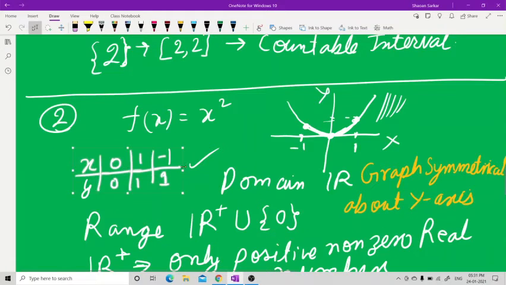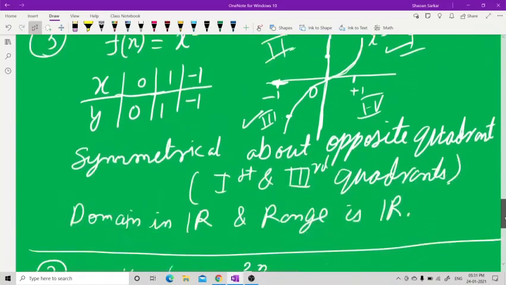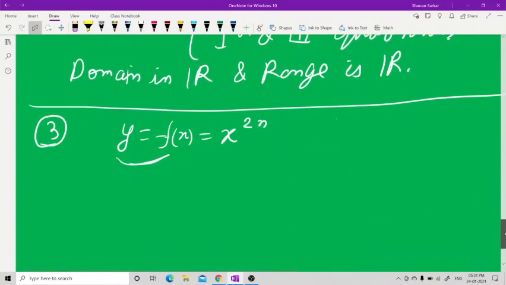I will no more do it like this. I did it for 1 or 2. Now you will straight come to the results, the very important results. Now, in this case, the graph will look like this.